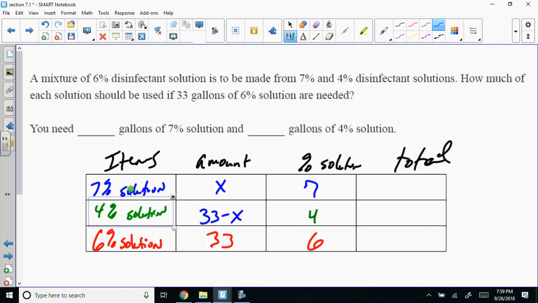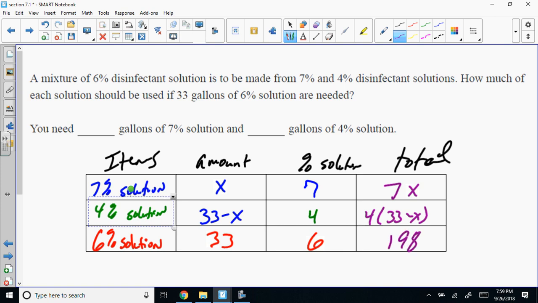So, stop, drop, look, and listen. X times 7 is what? 4 times this is 4 times 33 minus X, right? And then 33 times 6 is 180 plus 18, which is 198. Double check my math. Yeah, okay.